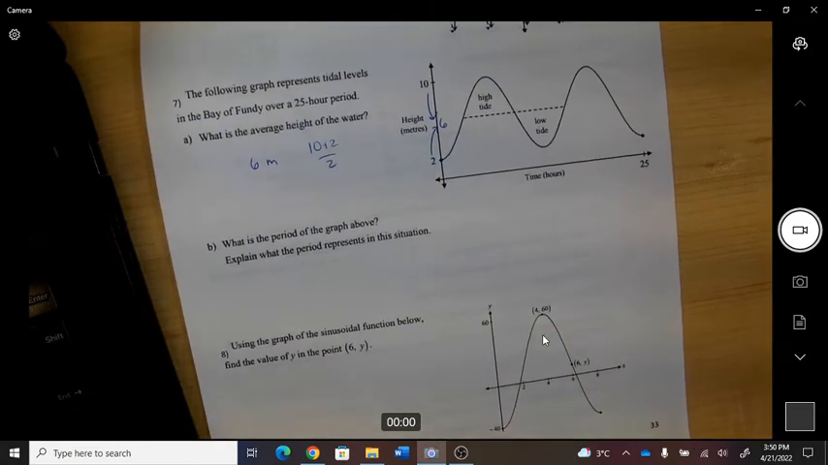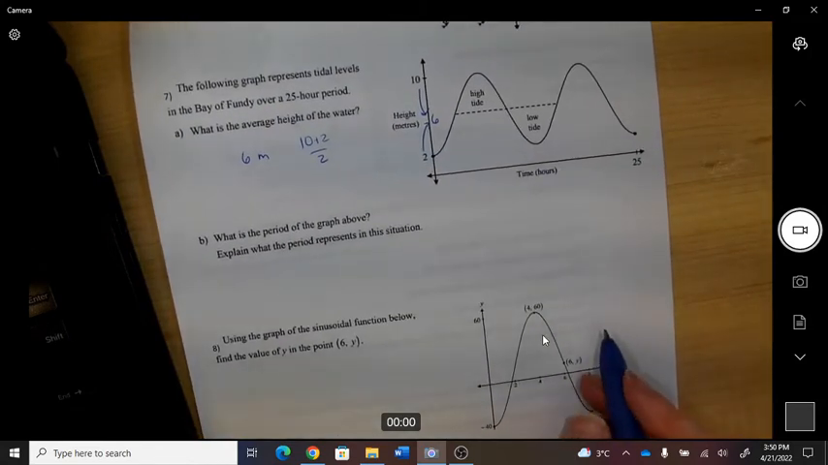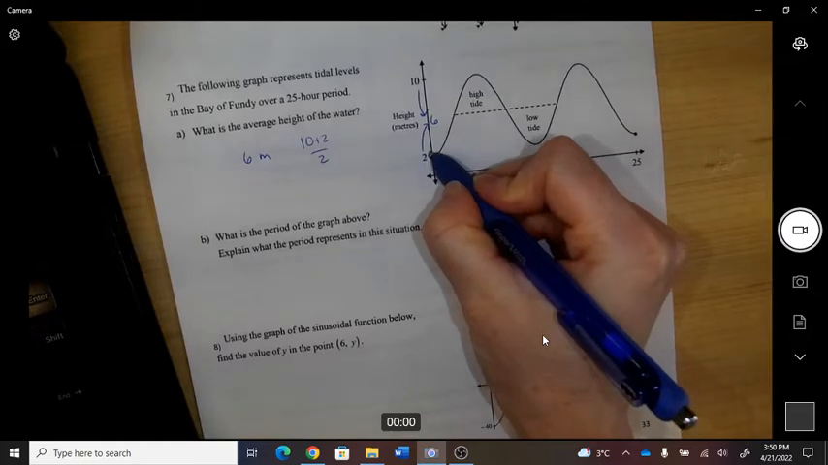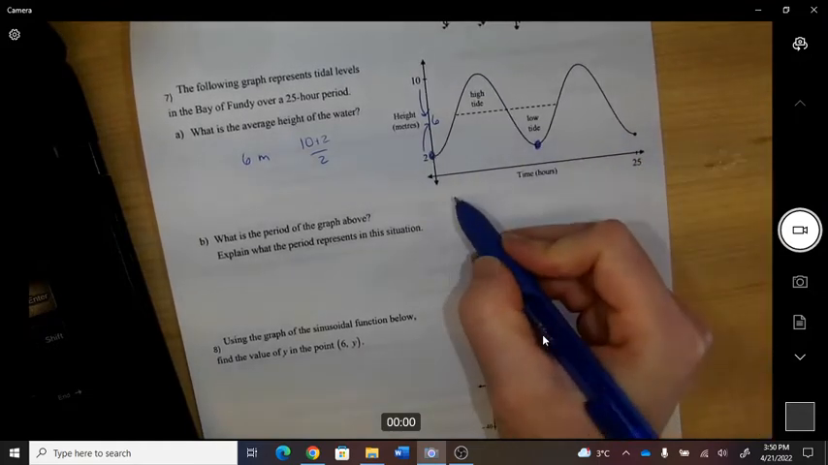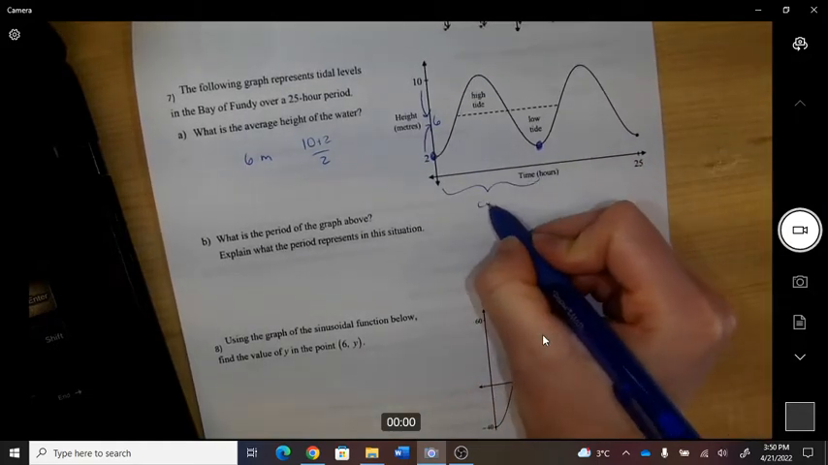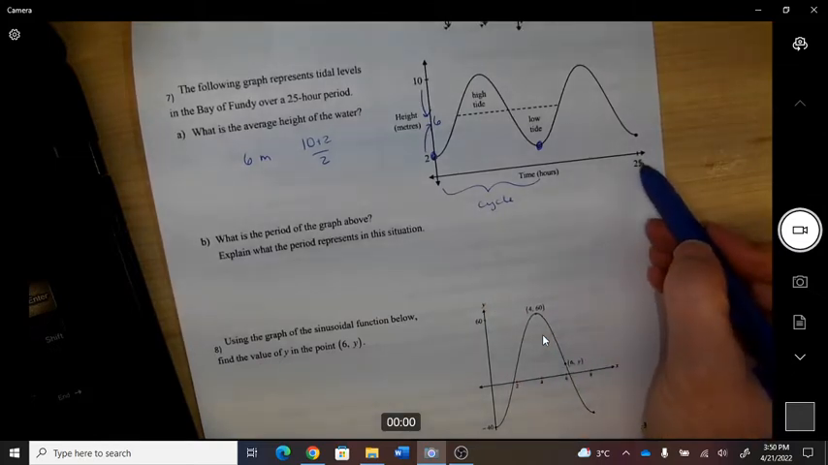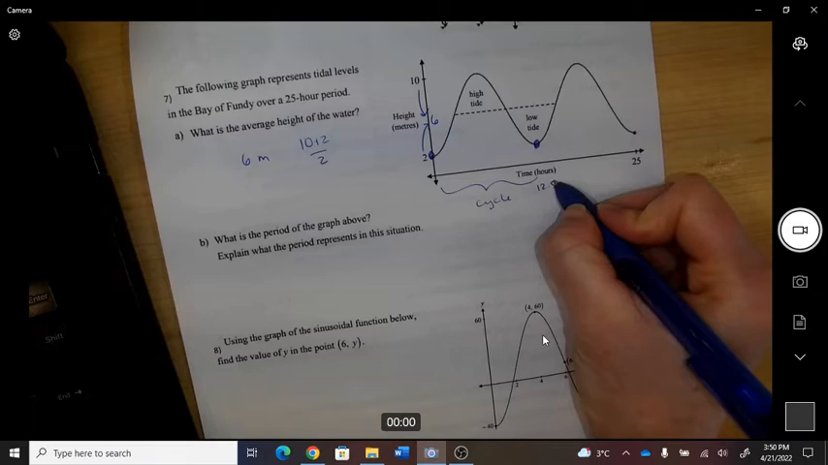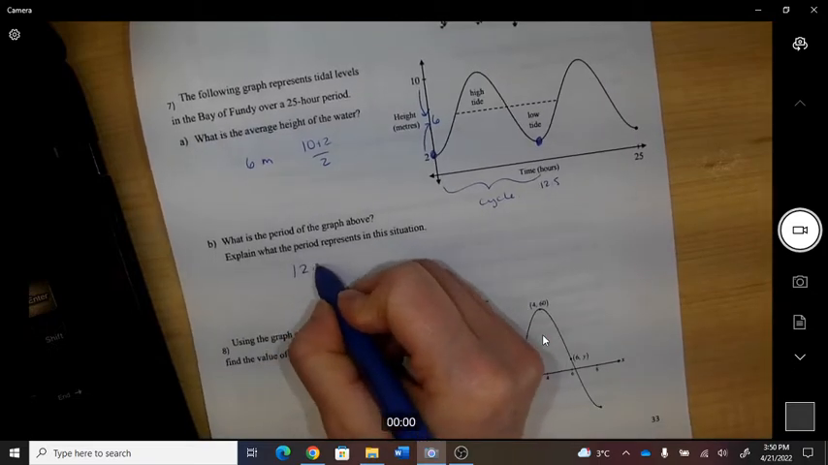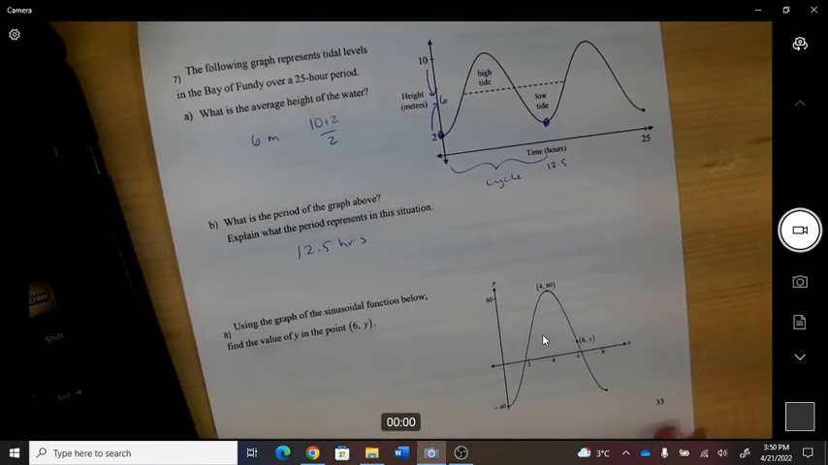What's the period of the graph? Okay, so from here to here, that would complete a cycle. Since this has an x value of 25, this would be 12.5, so 12.5 hours.